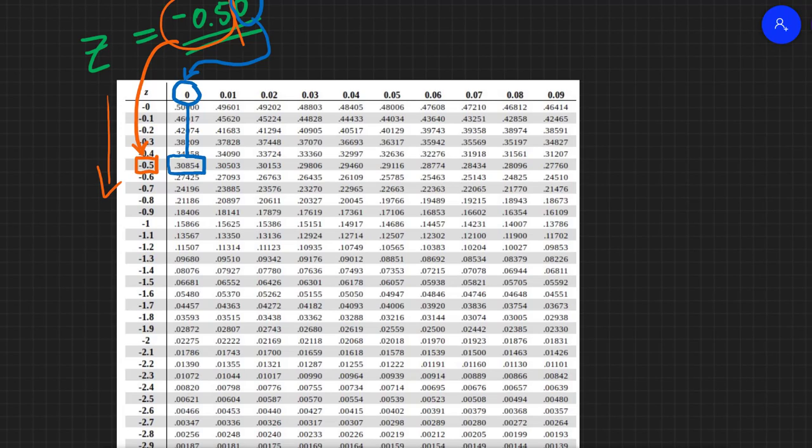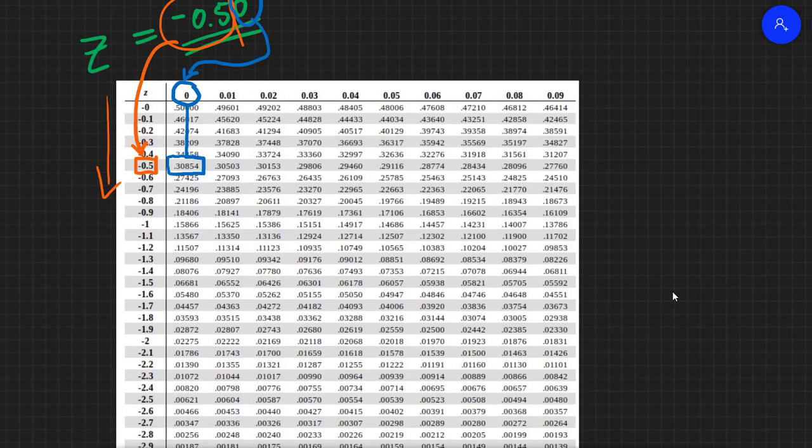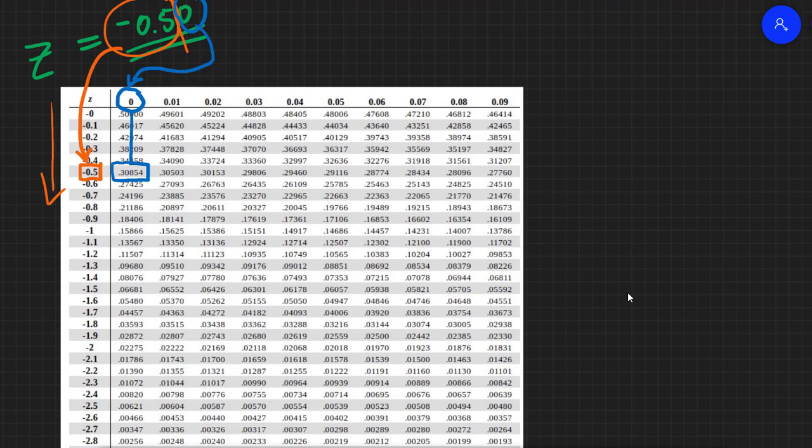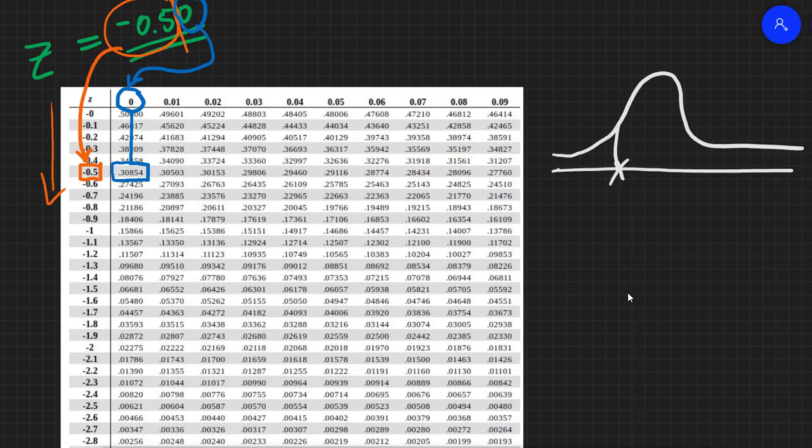Now this is important. In this graph, we have what's left of the curve, not what's right of the curve. My apologies there. What I mean is, when you have some curvature, whatever the x is, the 0.3085 represents the area left of x. Or in this case, the area left of z, really, the area left of z.